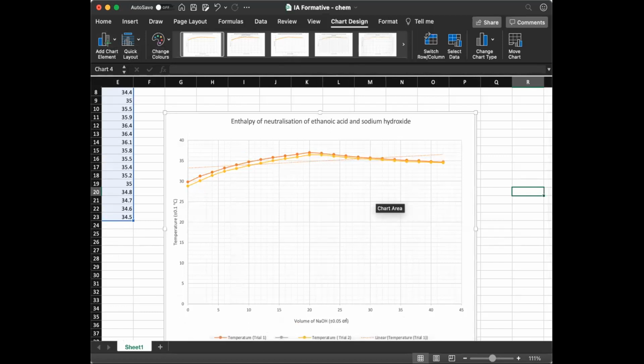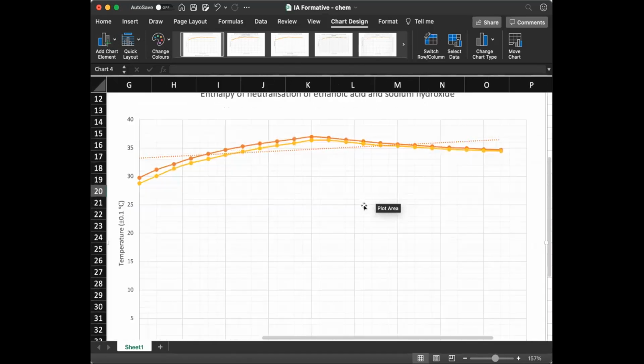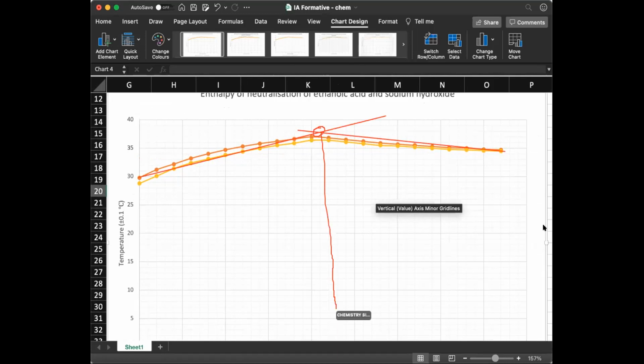Can you zoom it? I may not be very perfect because I'm not very comfortable with the stylus here, but it will be something like this, and something like this. This is the endpoint. This is the volume, and this is the T max.